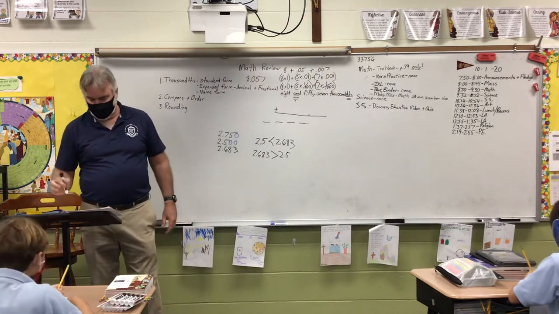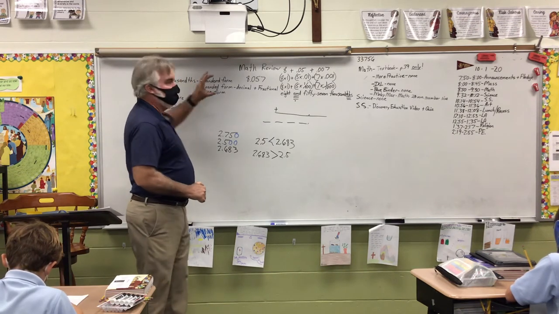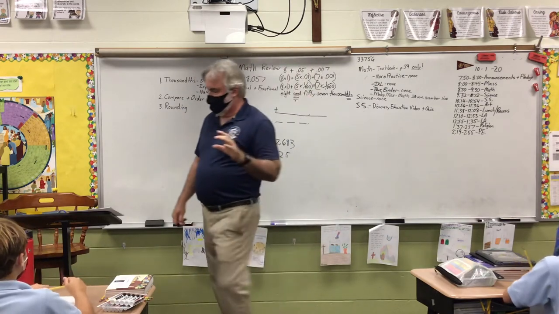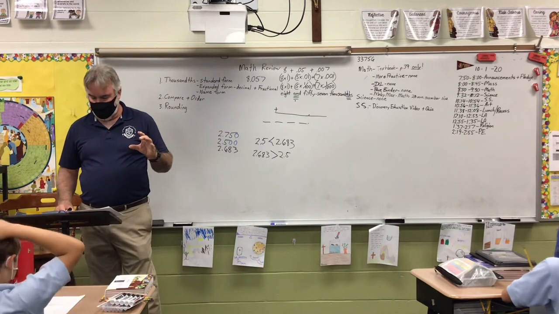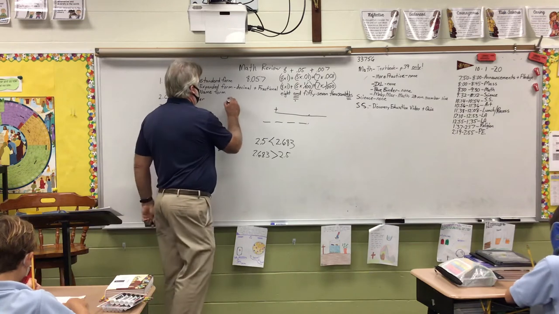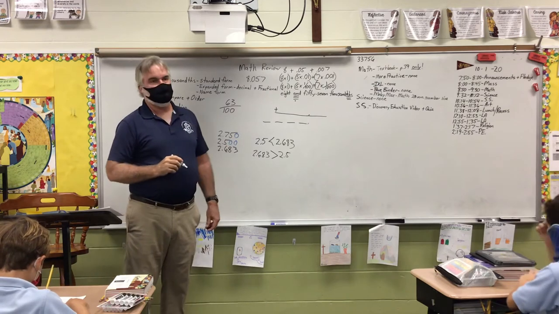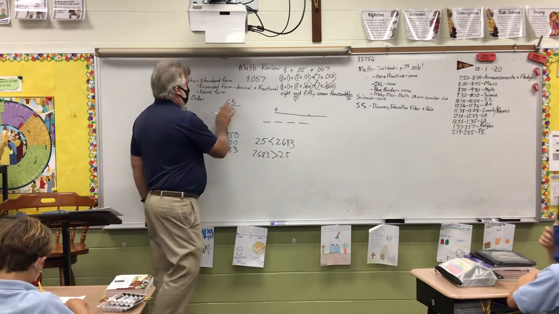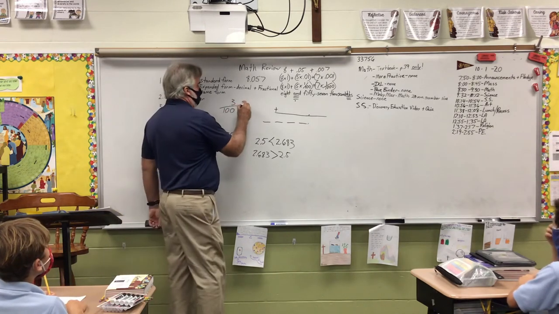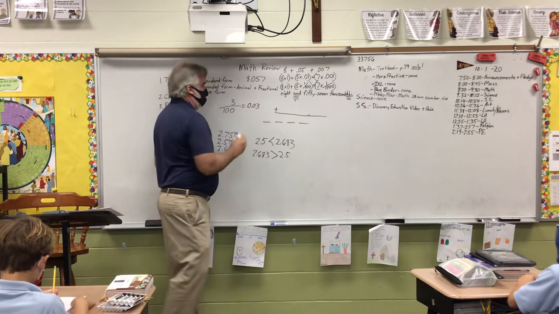Rounding. Wait, let me go back up here to this part. I talked about this before, and I want to make sure that you understand this. The first six problems that you did, they were all different. You had 63 over 100. Can you write that in standard form? Yes. Can you write that in standard form? Yes. What is it? It's 0.003. Okay.